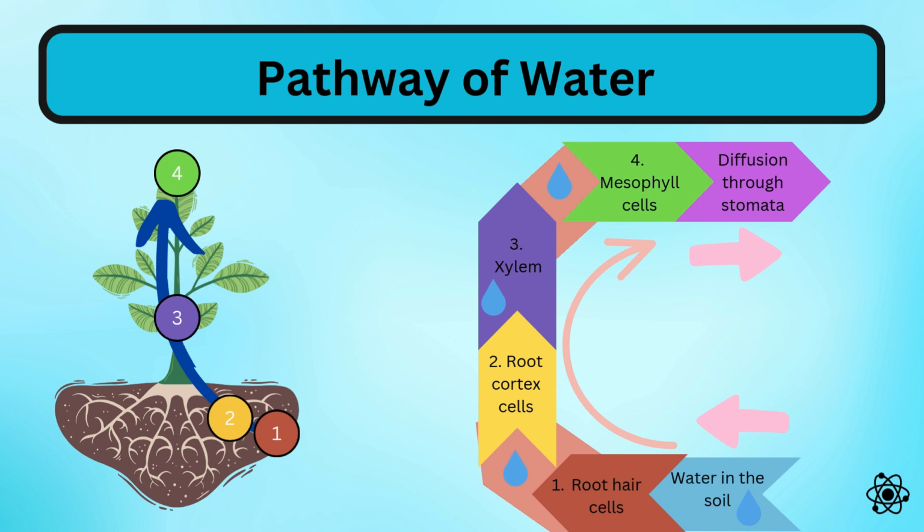Here is a simpler diagram to follow the pathway of water from the root hair cells to the root cortex cells to the xylem and then to the mesophyll cells.